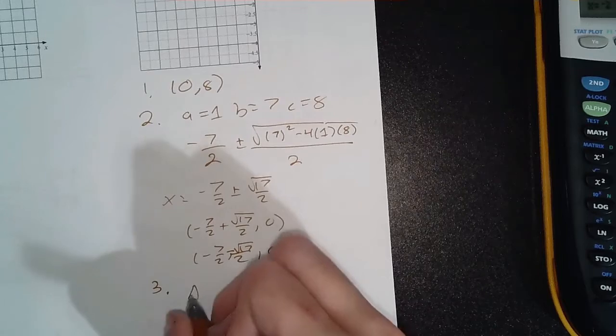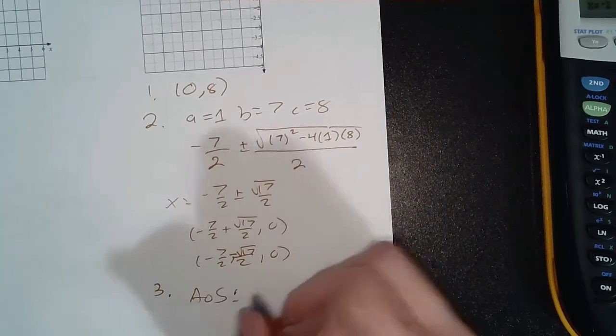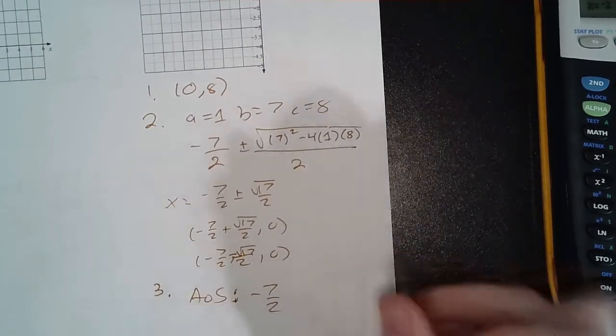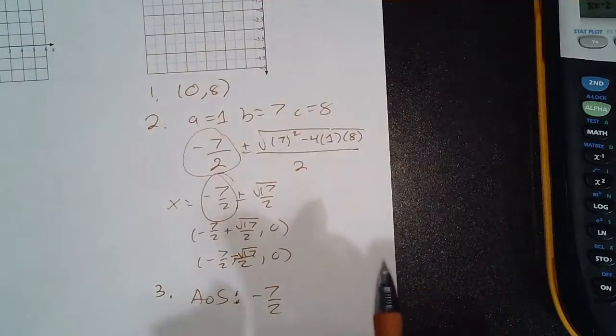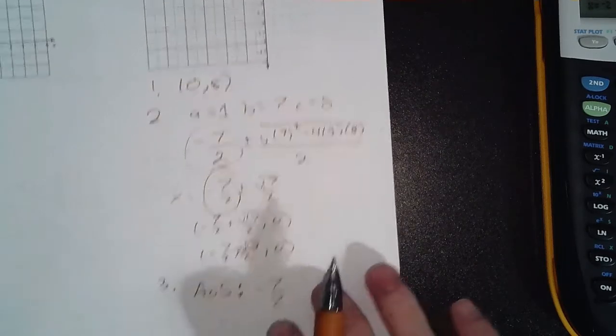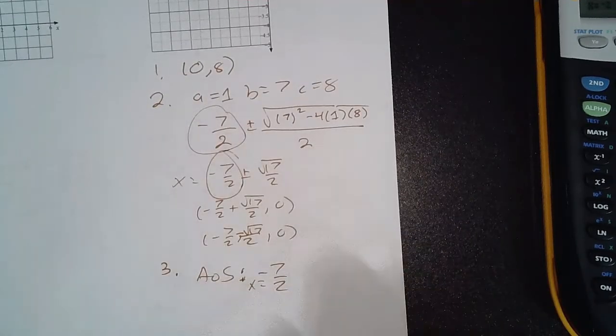The axis of symmetry is nice and easy. It is always negative b over 2a, in this case negative 7 over 2. It's the same thing, whatever is out front when we plugged in our quadratic formula. It's this guy in front, the negative b over 2a. So it's just x equals this guy.